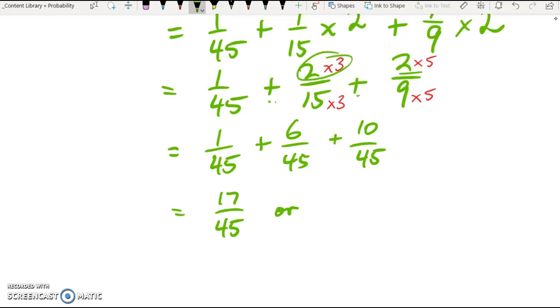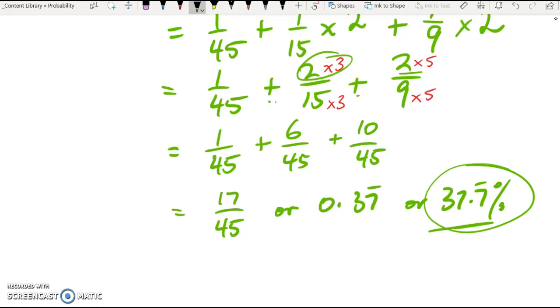Now, with a calculator, you'd be able to change that to a decimal, or as a percentage is also a way of doing it, which is 37.7 recurring percent. Meaning that if you had 45 goes at it 17 times, you'd get at least one hazelnut, or roughly 37.7% of the time out of 100 goes. So 37 or 38 times out of 100, you're going to get that as the outcome.